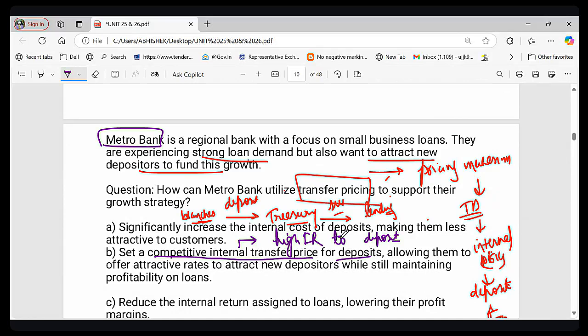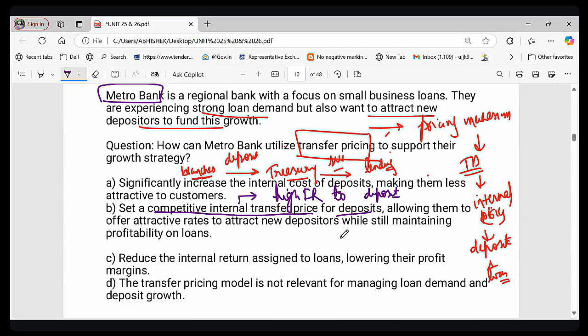Suppose you are running a bank, would you offer a higher deposit rate to attract more funds even if it slightly reduces your margin? What do you think? Yes or no? Exactly the same thing happens in transfer pricing, right? The correct answer is option B here. Let's see the other options.